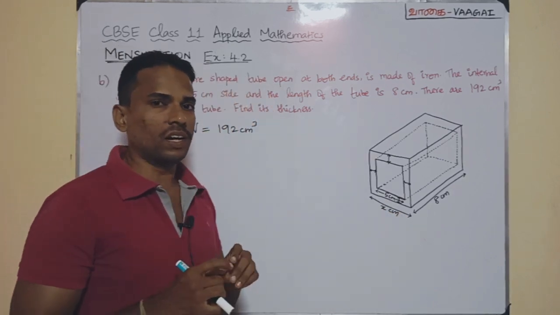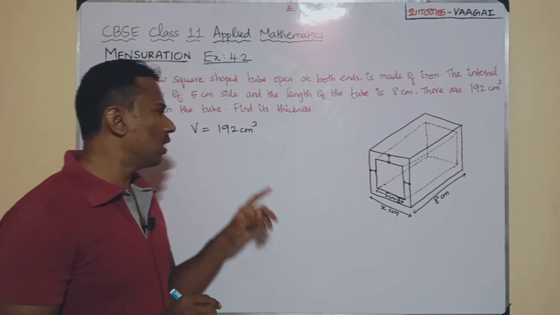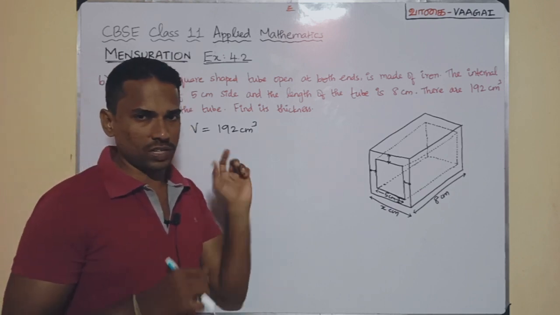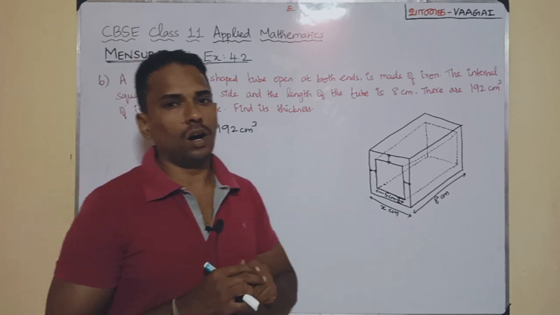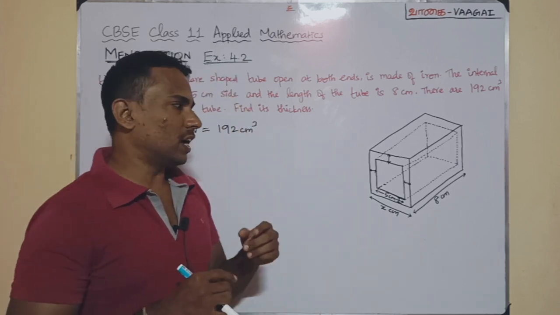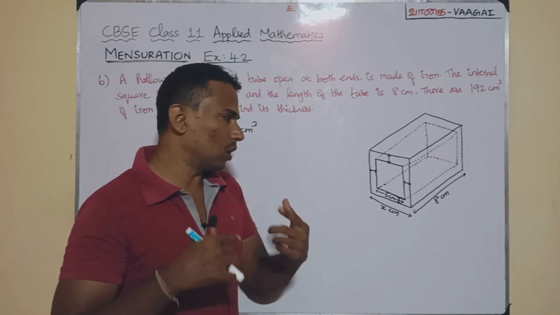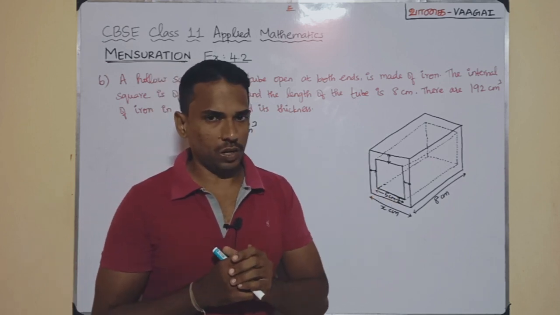Now this will give a clear idea for us to solve this problem. Now look at this, volume is given in the question itself. Now look at this particular shape, this 3D solid, and let's try to think of what can be the volume of this object.